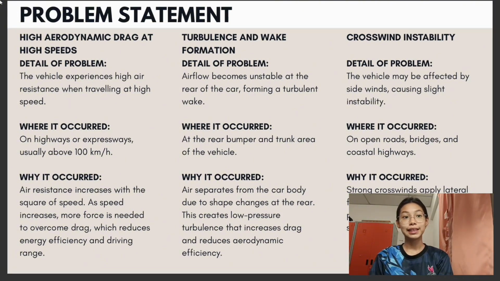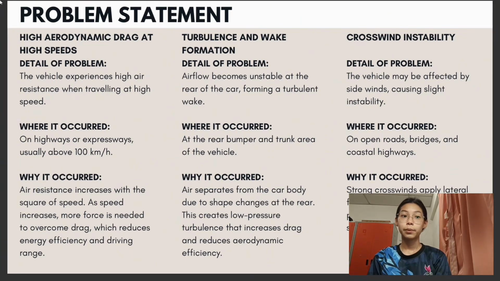The first problem is high aerodynamic drag. This problem occurs during highway or high-speed driving. It happens because of air resistance as the vehicle moves faster, causing more drag and reducing fuel efficiency. The second problem is turbulence behind the vehicles. This occurs at the rear of the vehicles. It happens because the airflow separates from the vehicles, creating a low pressure wake that increases aerodynamic drag.